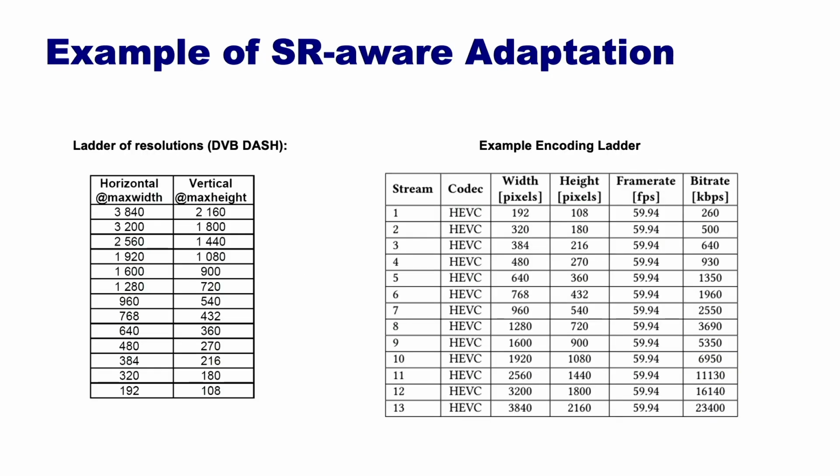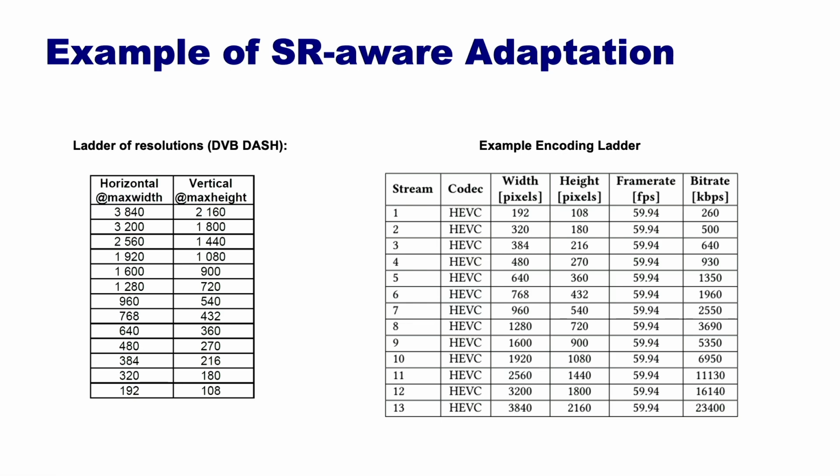Now we want to see how these algorithms perform. We considered the typical ladder of resolutions as proposed in DVB Blue Book 168, going from 192 by 108 pixels up to 4K resolution. We encoded one of the sample videos at different resolutions and bitrates. These bitrates are optimized for the content using our proprietary context-aware encoding solution.